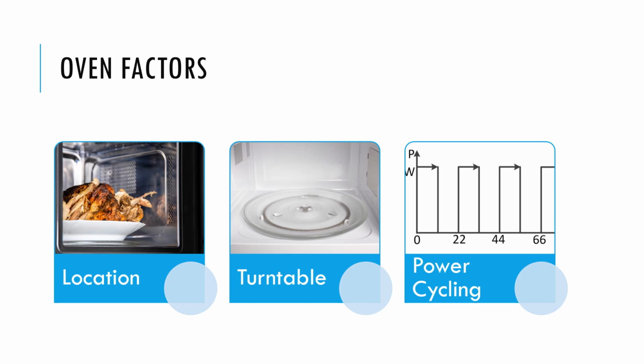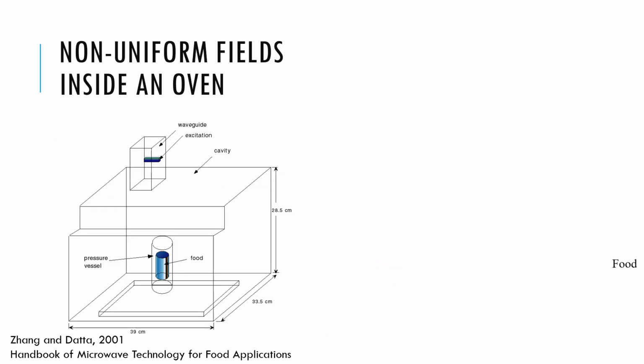Next, the turntable and how it improves the uniformity of heating. Microwave fields inside a microwave oven are fundamentally non-uniform. This was mentioned earlier in detail, but here is again a picture of the same. What we have here is a microwave oven. It doesn't look like the home oven because it is not, but it is still a larger microwave oven that has the same parts with the food placed inside the oven.